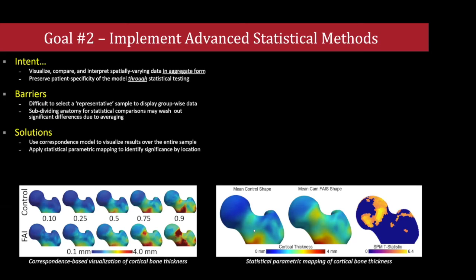If you were to look at this, you could say, well, yeah, the region of the cam lesion does look thicker, but what's interesting is that it's also picking up other areas of the anatomy that are significantly different. So again, the benefit of this approach is that it preserves the patient specificity all the way through statistical testing. And we can actually look at any of these data that accompany shape, like cortical bone thickness, cartilage stress, bone density. We can map T1 rho images, all these sorts of things. So it could be a very, very good tool.